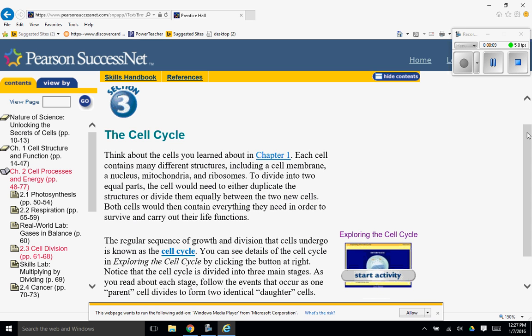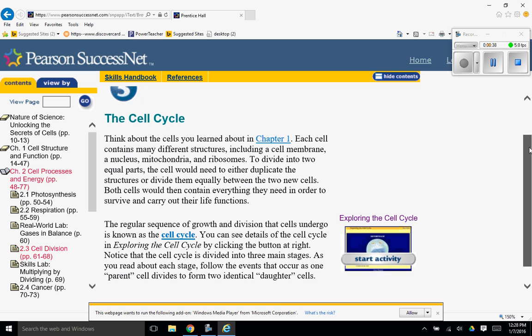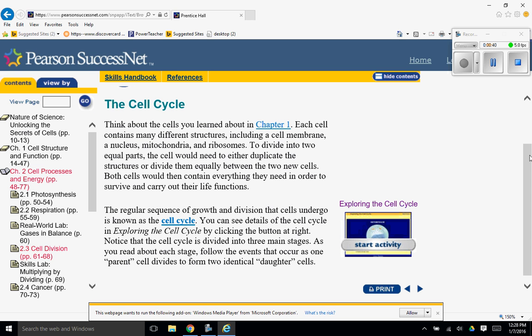Think about the cells you learned about in Chapter 1. Each cell contains many different structures, including a cell membrane, a nucleus, mitochondria, and ribosomes. To divide into two equal parts, the cell would need to either duplicate the structures or divide them equally between the two new cells. Both cells would then contain everything they need in order to survive and carry out their life functions. The regular sequence of growth and division that cells undergo is known as the cell cycle.